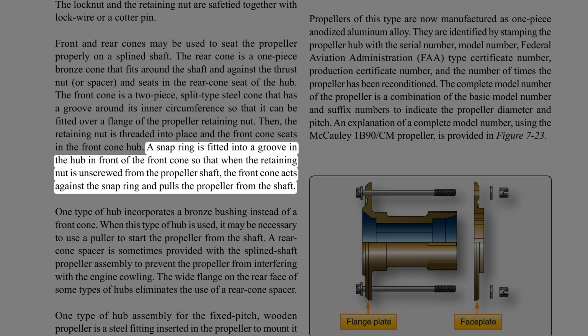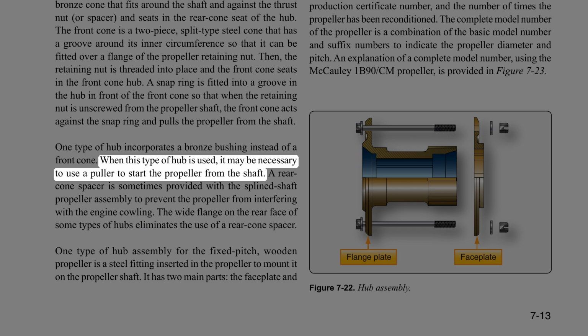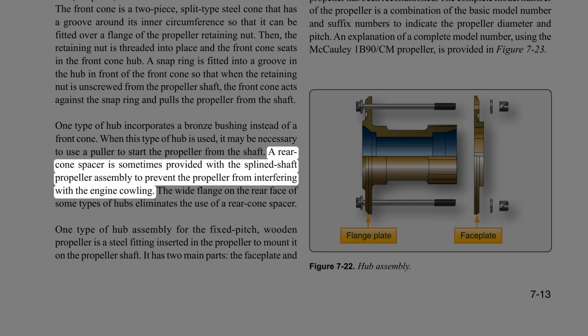A snap ring is fitted into a groove in the hub in front of the front cone so that when the retaining nut is unscrewed from the propeller shaft, the front cone acts against the snap ring and pulls the propeller from the shaft. One type of hub incorporates a bronze bushing instead of a front cone. When this type of hub is used, it may be necessary to use a puller to start the propeller from the shaft. A rear cone spacer is sometimes provided with the splined shaft propeller assembly to prevent the propeller from interfering with the engine cowling.